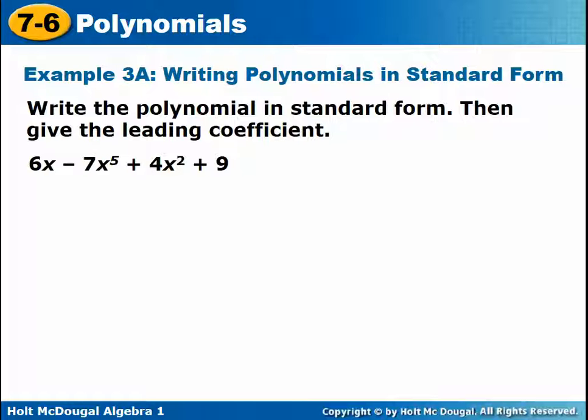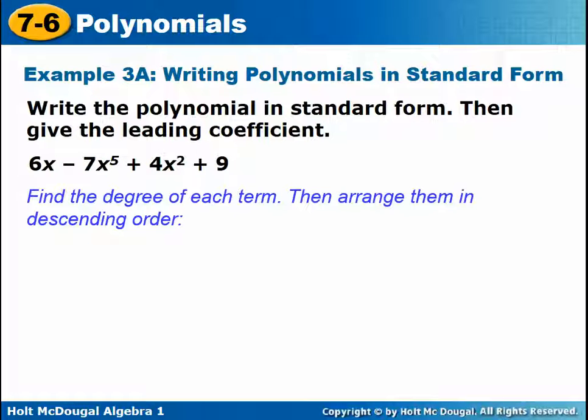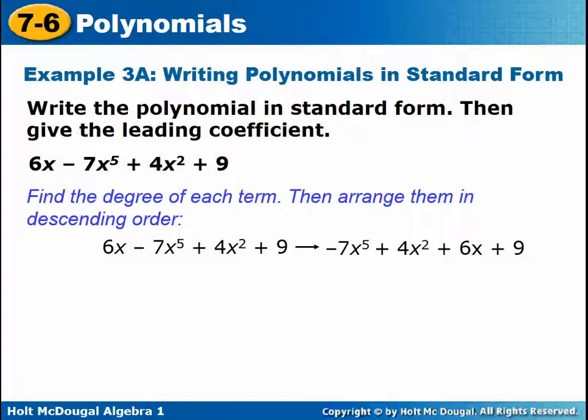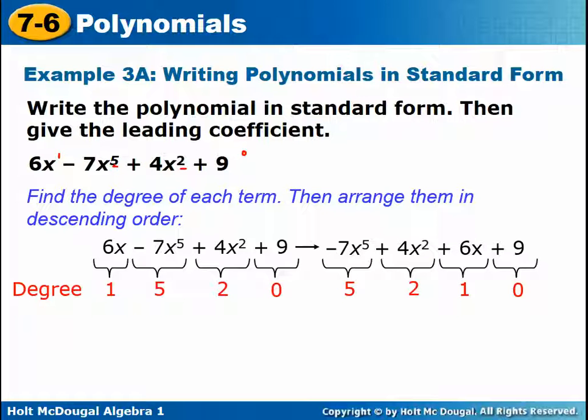All right, so we are to write this polynomial in standard form, then give the leading coefficient. So standard form means that we put the highest degree term first. So the degree of the first term is 1. The second term has a degree of 5. The third term has a degree of 2, and this one has a degree of 0. So the greatest one of these is the 5.